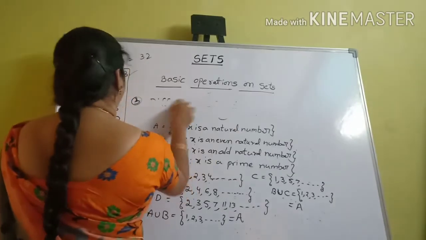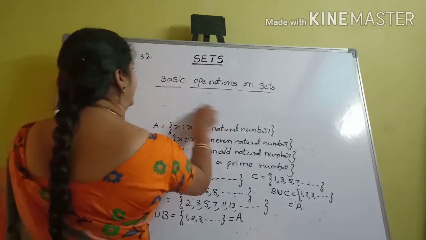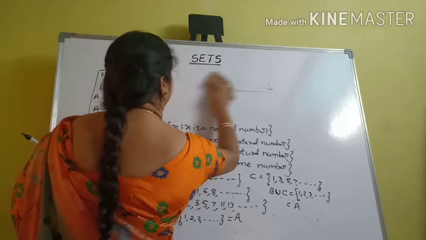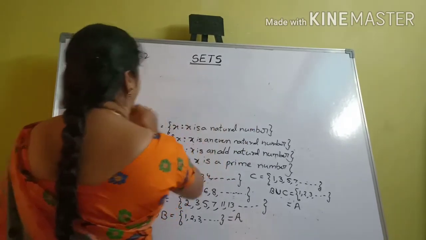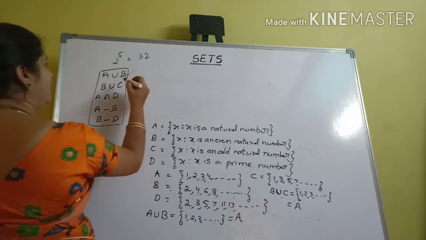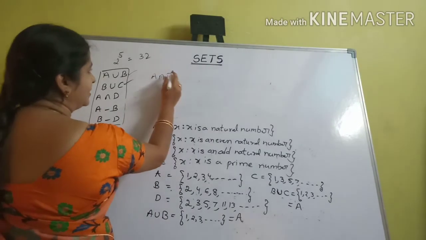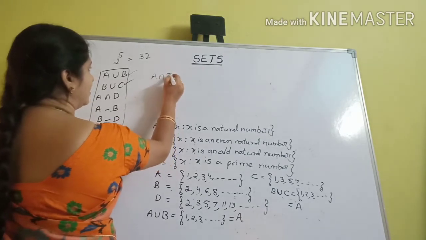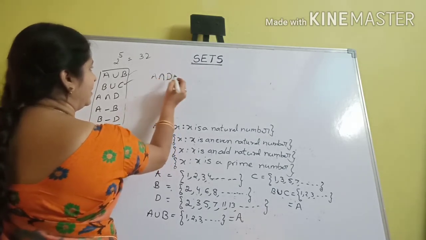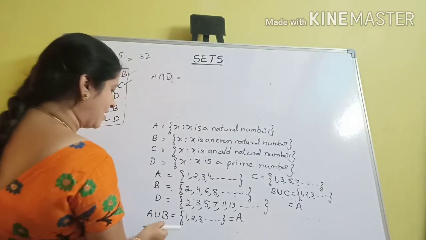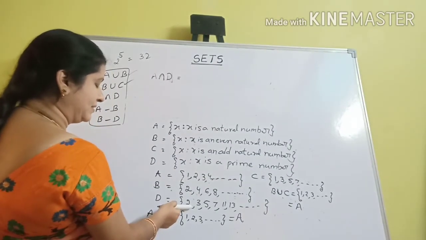Next one, A intersection D. A intersection D, the third one. So A intersection D means this is the set A and this is the set D, the prime number set.